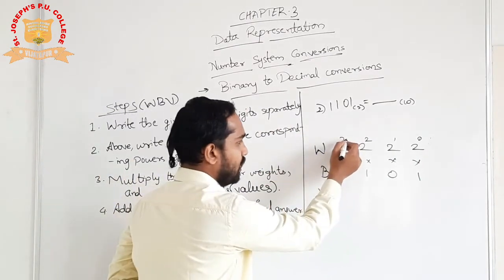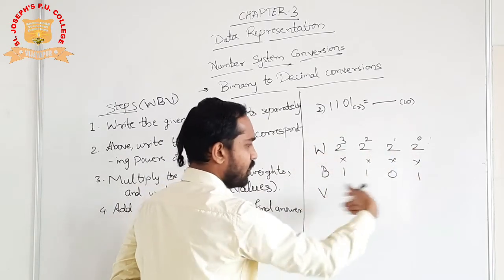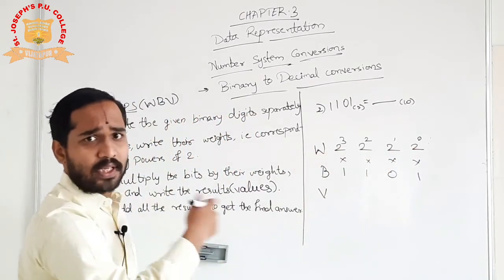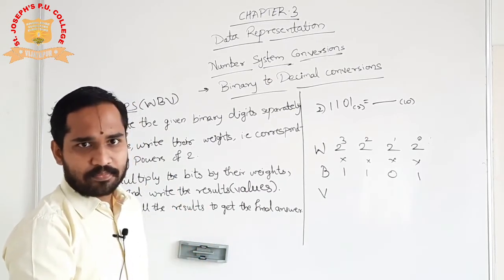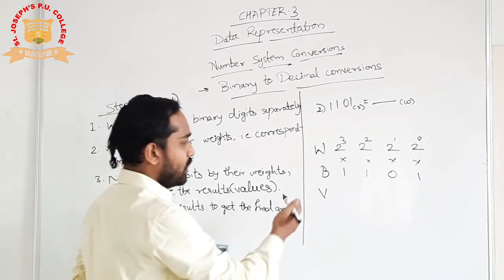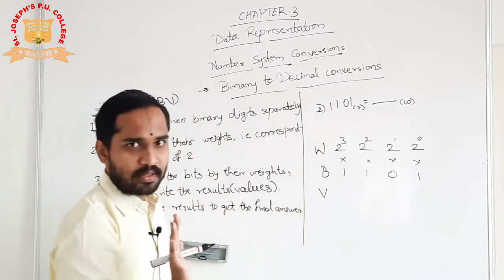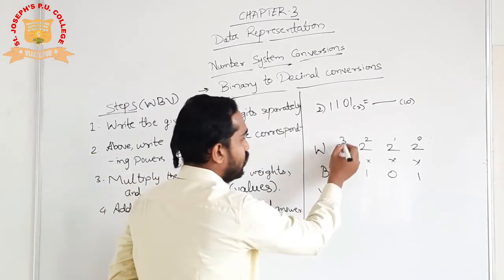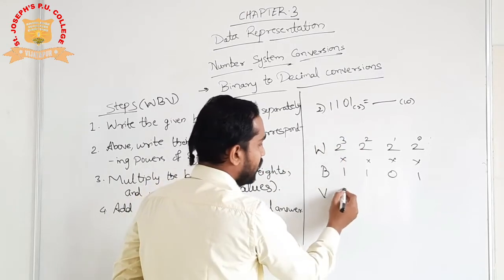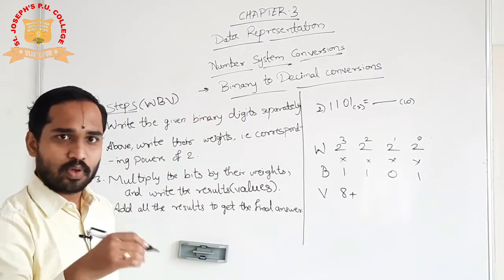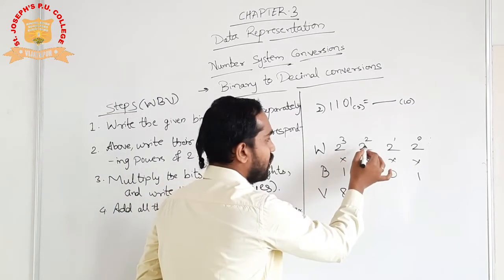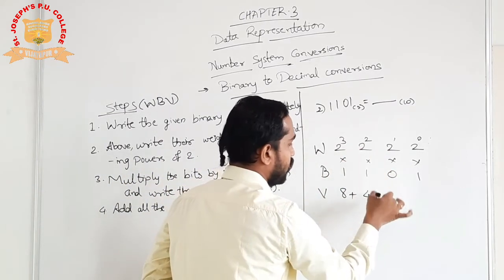2 raised to 3, you can either come from this or from this because you are adding. When you add, it will be same. A plus B equal to B plus A. It is the commutative property. So either you go like this or like this. Doesn't make any difference. 2 raised to 3, 8. 8 into 1, 8. 2 cube is 8. 2 into 2 into 2. 2 into 2, 4. 4 into 2, 8. 2 square, 4. 4 into 1, 4.